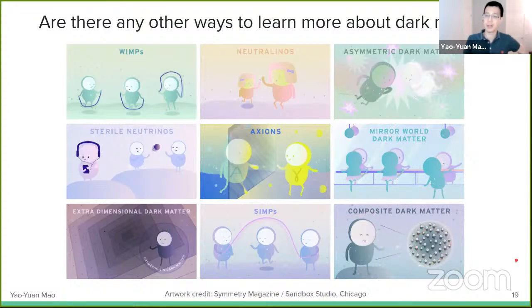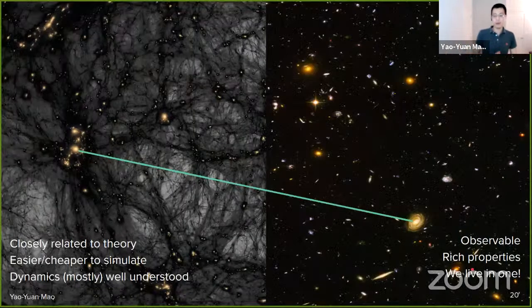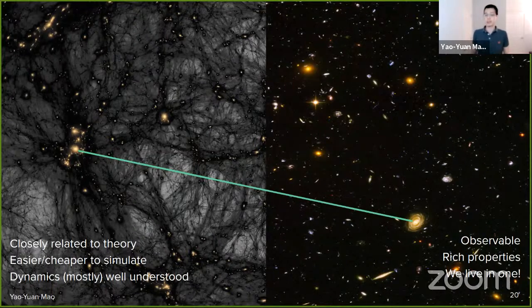The question we are asking is that there are so many different models that people propose dark matter could be, but we haven't detected any of them. Is there any other way that we can still distinguish some of these models? That brings me to my own research. My research is trying to understand the connection between the underlying dark matter structure that we saw earlier and the visible galaxies.